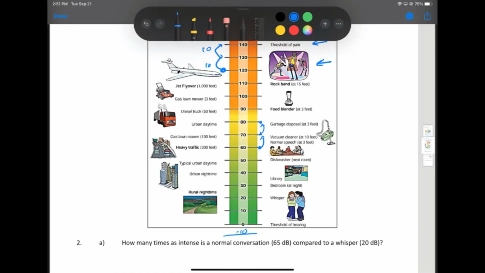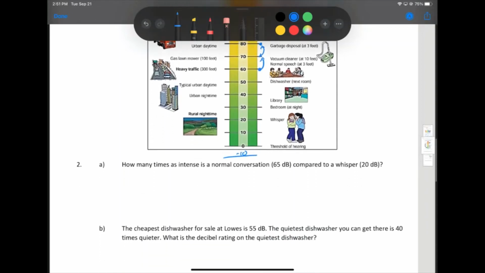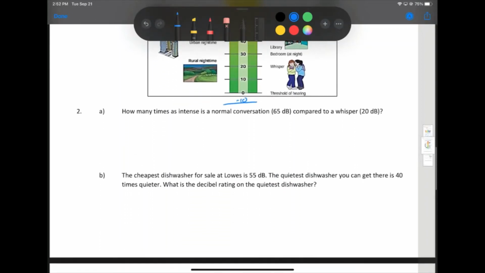Okay, so now let's actually try to solve some problems. Again, I think it's much better with situations like this to think about jumps than it is to think about the actual equation. Not that you can't use the actual equation. For this one, actually, let's try it first and then go back to the equation and see if it's any better. So how many times as intense is a normal conversation compared to a whisper?